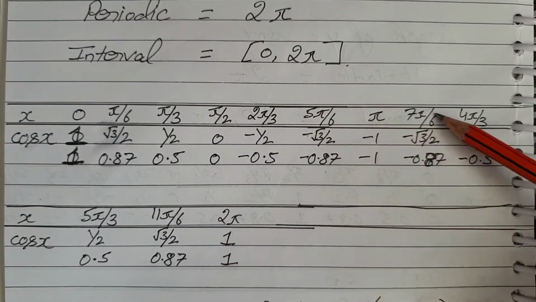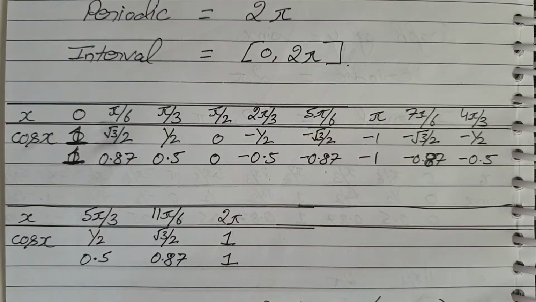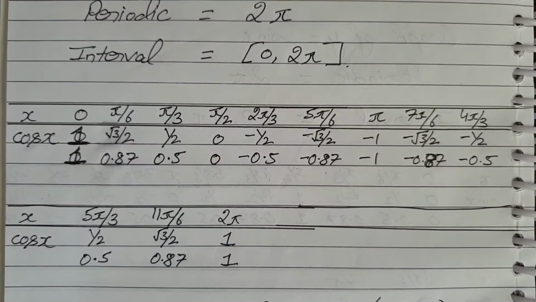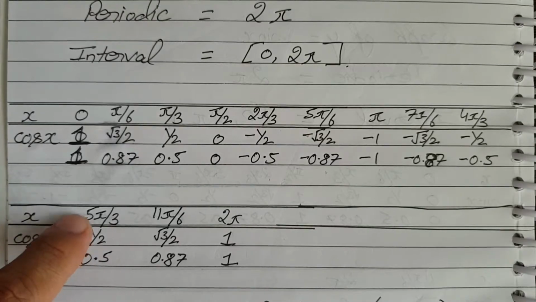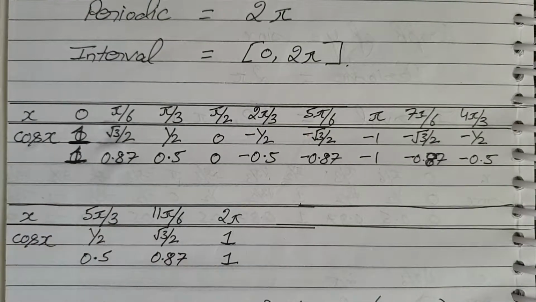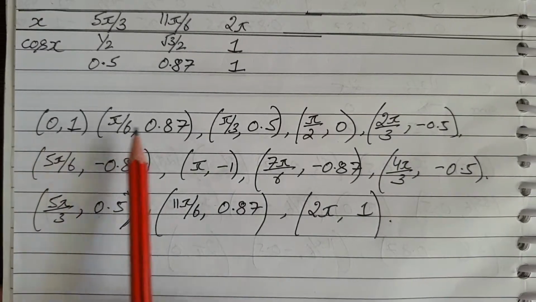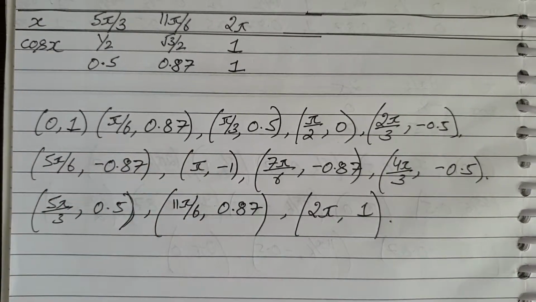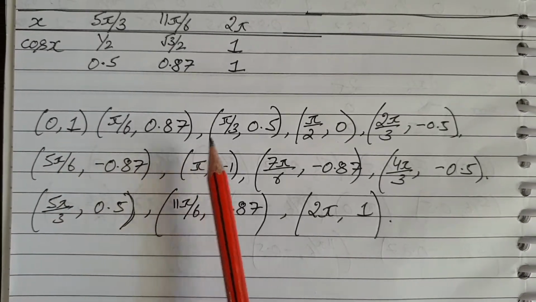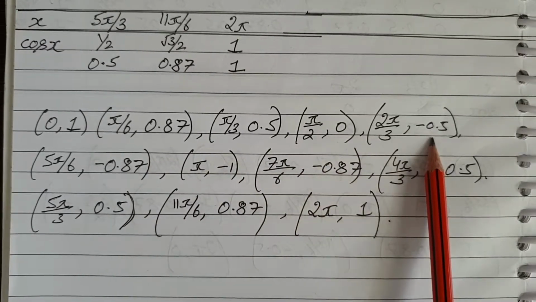Cos 7 pi by 6 is minus 0.87. Cos 4 pi by 3 is minus 0.5. Similarly, cos 5 pi by 3 is 0.5, cos 11 pi by 6 is 0.87, cos 2 pi is 1. Now, basically we have to mark these coordinates: 0, 1; pi by 6, 0.87; pi by 3, 0.5; pi by 2, 0; 2 pi by 3, minus 0.5.